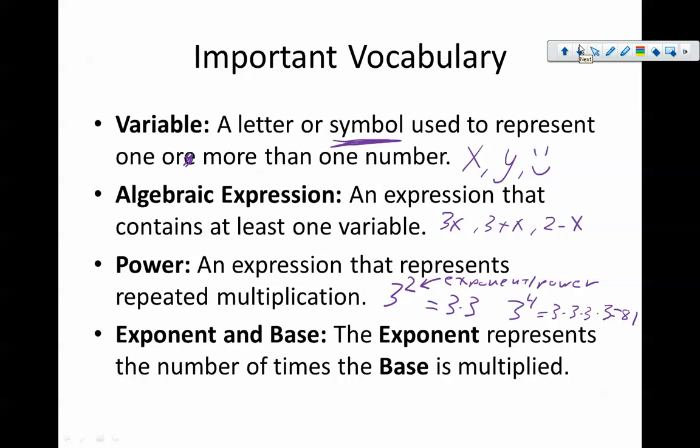And our last words here, the exponent and the base. As we said in the previous one up here, this number up here is the exponent. This number down here is the base. The number that you are multiplying over and over again is considered the base.